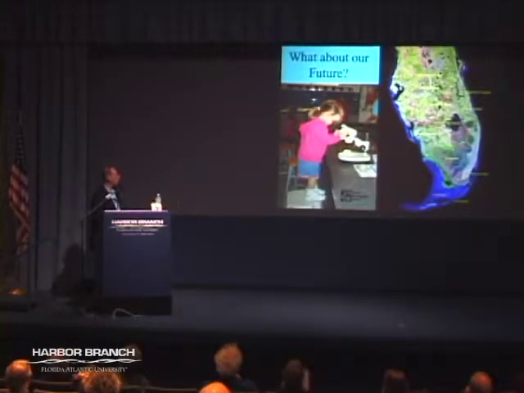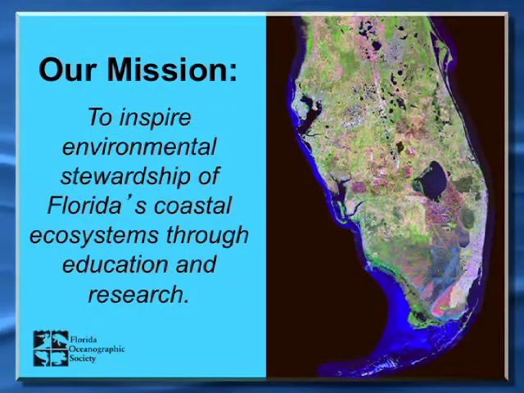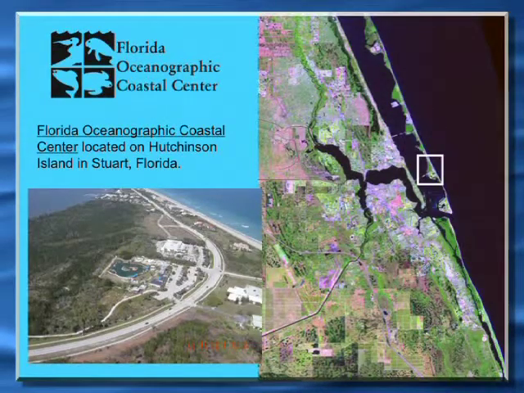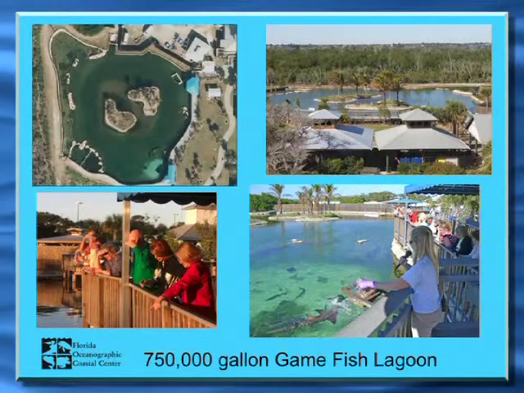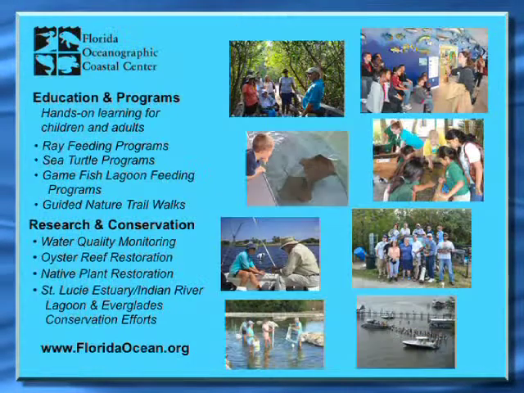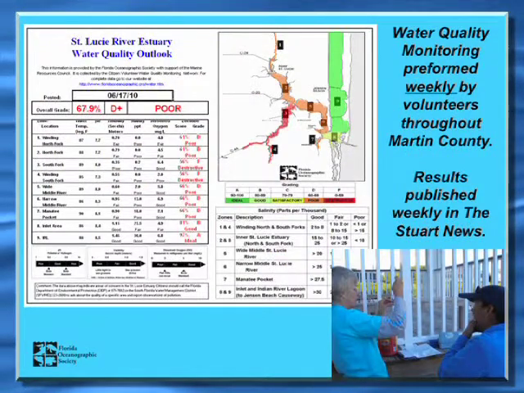So what about our future? What can we do? How can we help? I just want to end with our Florida Oceanographic Society. We were established in 1964. Our mission is to inspire environmental stewardship. We have a coastal center on Hutchinson Island. If you haven't been there, we're literally right down the island, across from Stuart Beach. We have a large game fish lagoon with sea turtles and sharks and other animals. We do a lot of educational programs, hands-on learning, and also research and conservation efforts. We do water quality testing and monitoring.